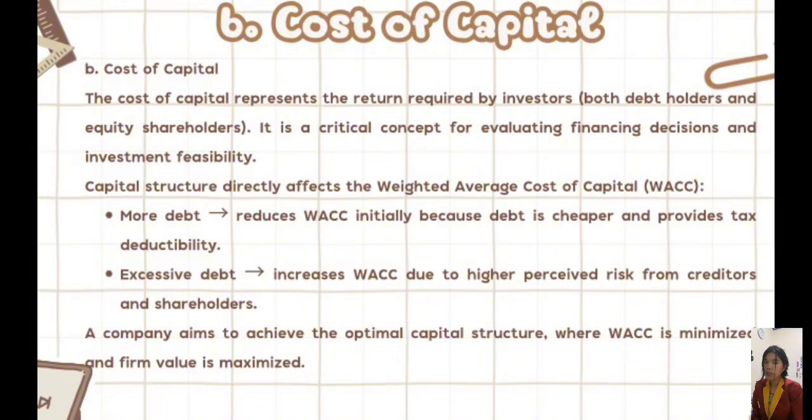Capital structure directly affects the weighted average cost of capital, WACC. More debt reduces WACC initially because debt is cheaper and provides tax deductibility. But excess debt increases WACC due to higher perceived risk from creditors and shareholders. A company aims to achieve the optimal capital structure where WACC is minimized and firm value is maximized.